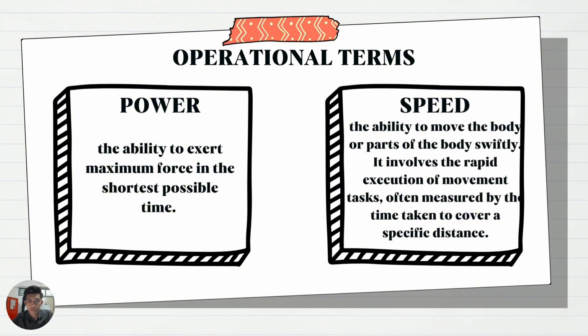There are six operational terms. First of all, power, which is the ability to exert maximum force in the shortest possible time. Next is speed, the ability to move the body or parts of the body swiftly. So it involves the rapid execution of movement tasks.